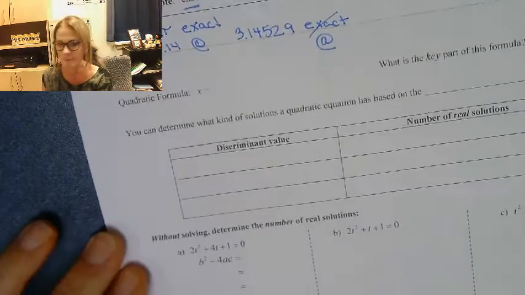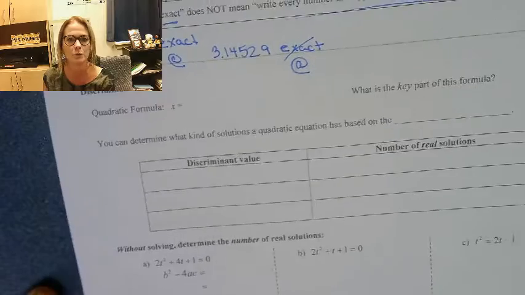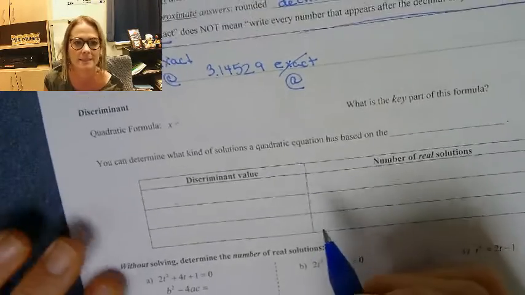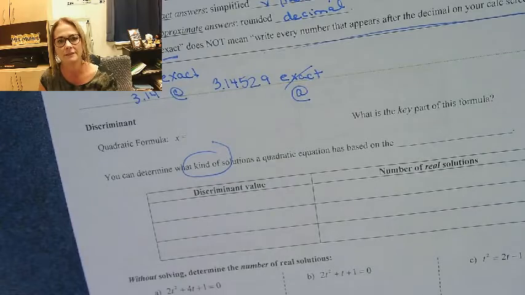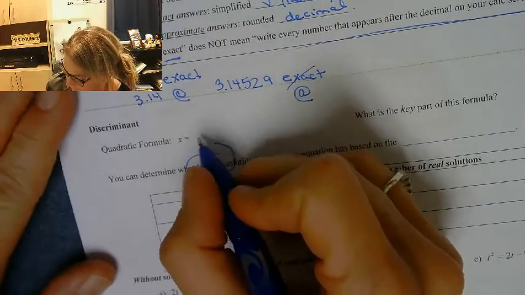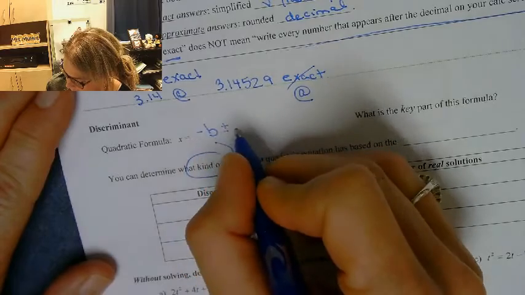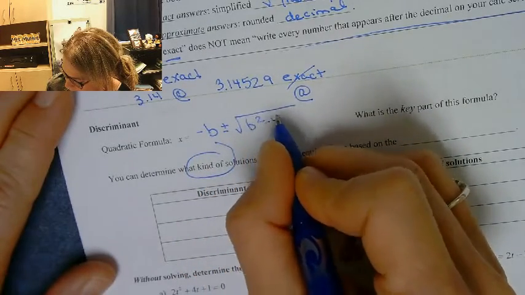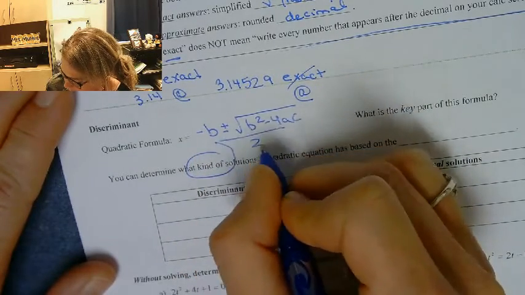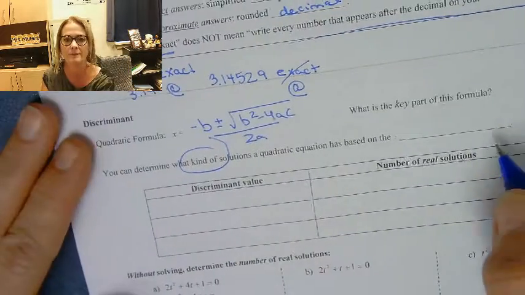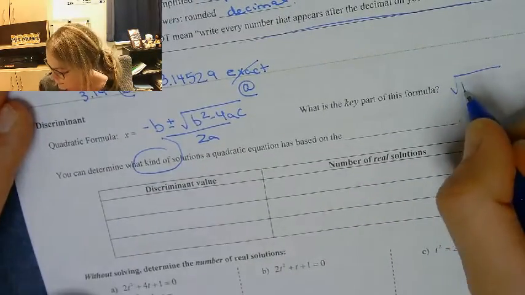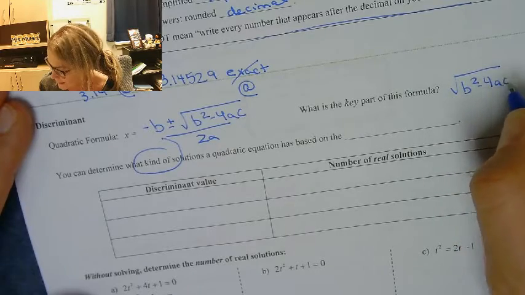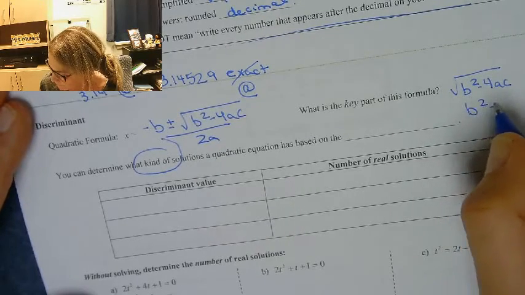Okay. So last thing here is the discriminant. You can determine the kind of solutions that you're going to have just by looking at the discriminant. So the quadratic formula is negative b plus or minus square root of b squared minus 4ac all over 2a. And the key part of this formula is this square root of b squared minus 4ac, and really it's what is under it.